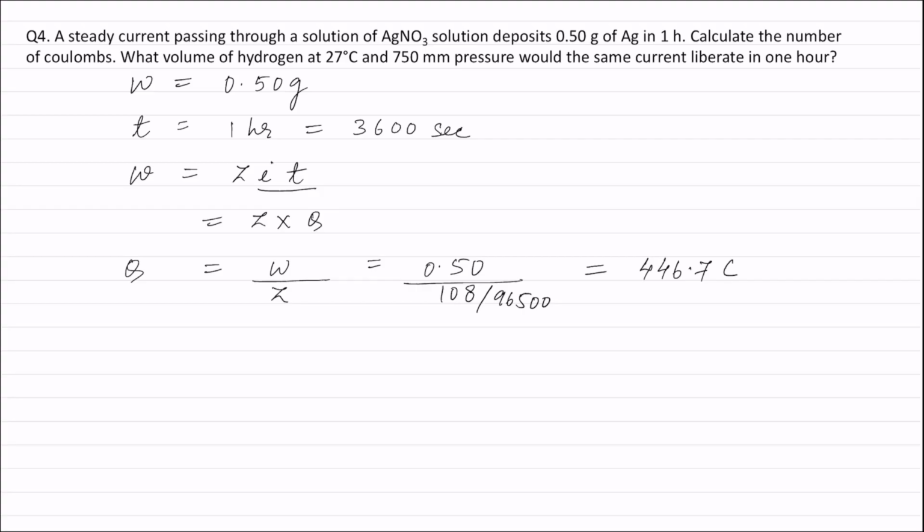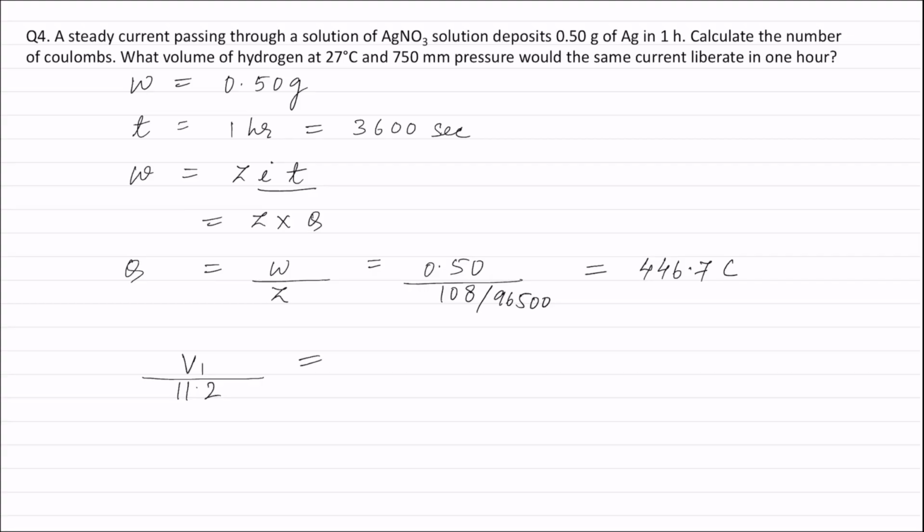Now, equivalence of hydrogen liberated will be equal to the Faradays of electricity passed, and equivalence of hydrogen in terms of volume can be written as, let the volume of hydrogen liberated be V1. Therefore, equivalence of hydrogen will be equal to volume of hydrogen liberated, that is V1, divided by equivalent volume of hydrogen, that is 11.2 liters, and this is equal to Faradays of electricity passed.